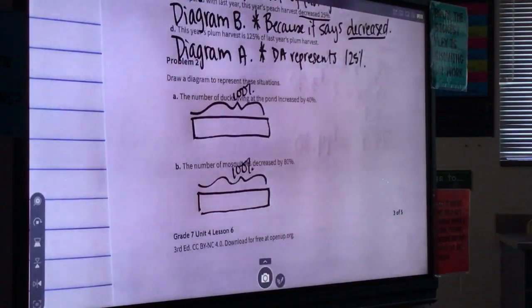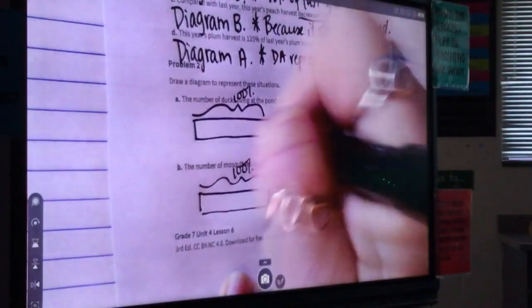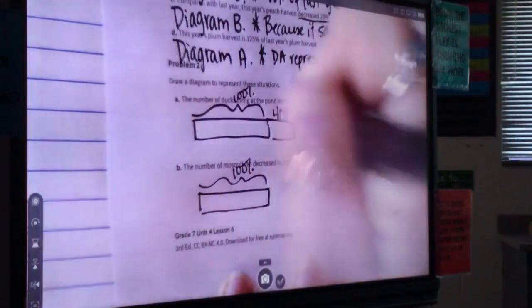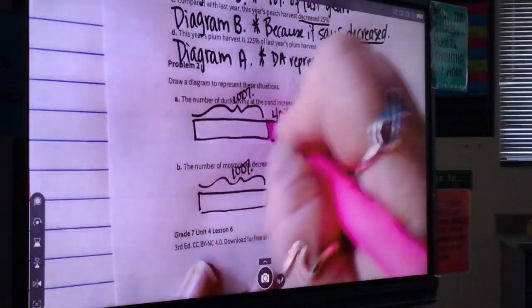So for the first one, the number of ducks living at the pond increased by 40%. Is that gonna go inside our 100% or is it gonna go outside of that? Lily. So we're going to add another 40% out here. That is our 40% increase. So just add a little bit of color with your highlighter. Doesn't have to be perfect.